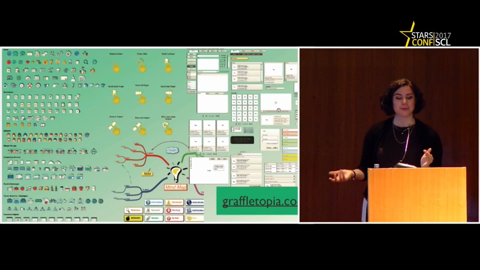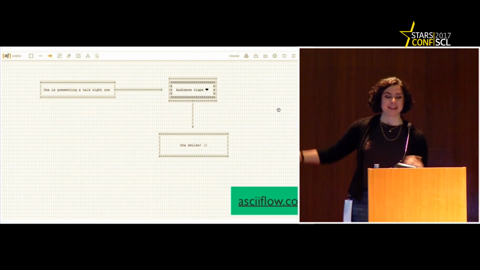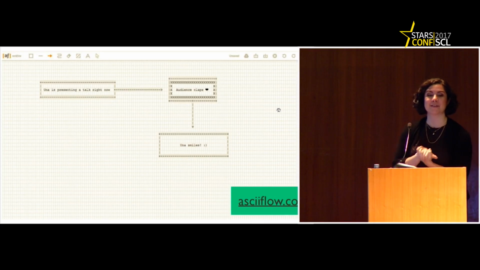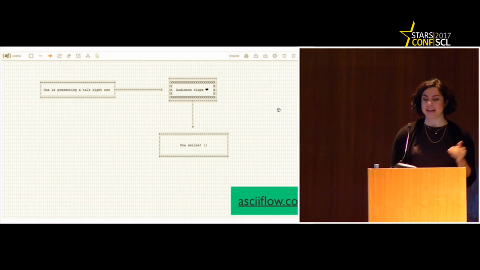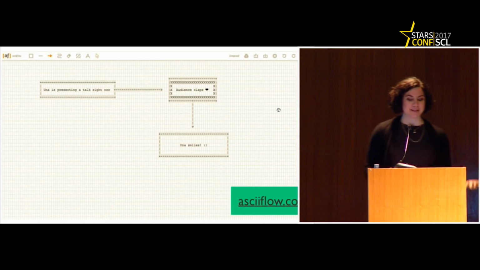Another awesome free tool is called ASCII Flow. It's super basic, but it gets the job done. And you can export to ASCII, which makes it really good for documentation. So you can copy and paste this in your READMEs. Again, this is just text inside my presentation that I can copy and paste.